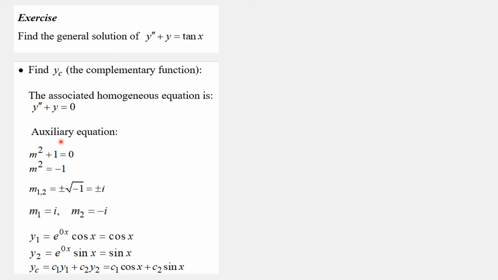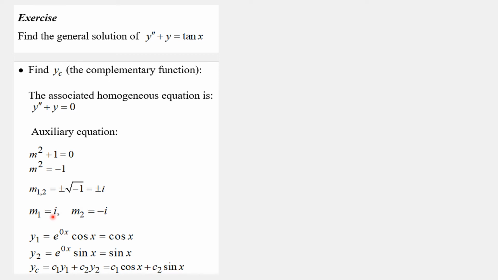So shift positive 1 to the other side. So get m squared equals negative 1. And from there we get the root m, which equals plus or minus square root of negative 1. But we already know that square root of negative 1 is defined as i. So we get two roots, m1 and m2, plus or minus i. So m1 is positive i and m2 is negative i. So m1 is a complex root, m2 is its conjugate.